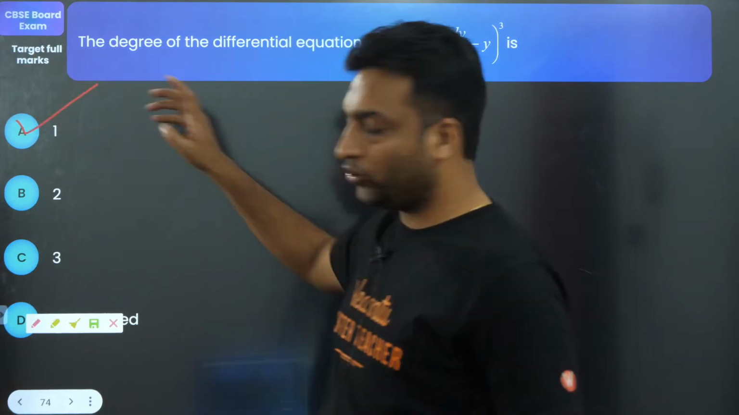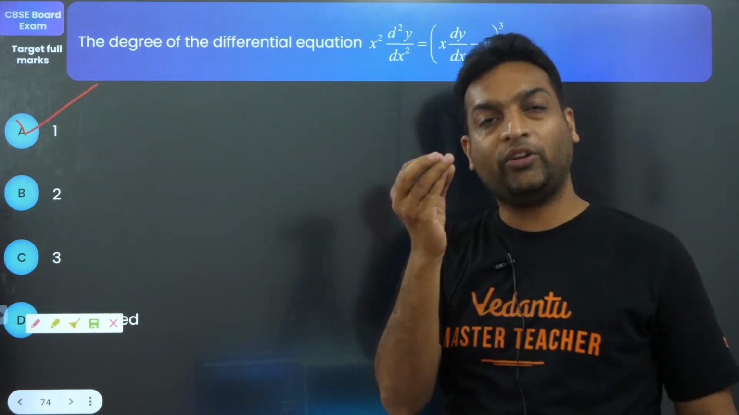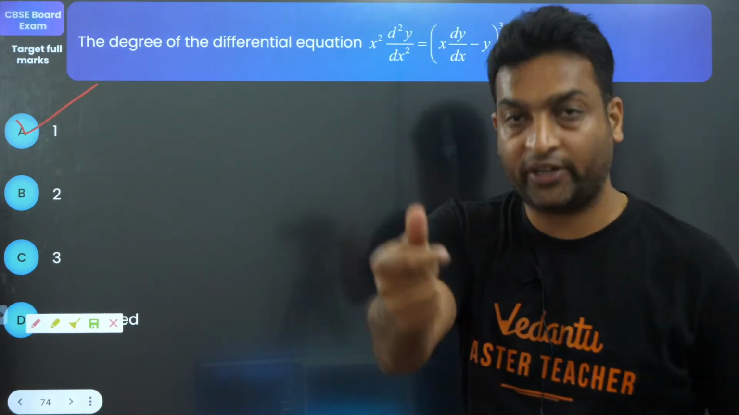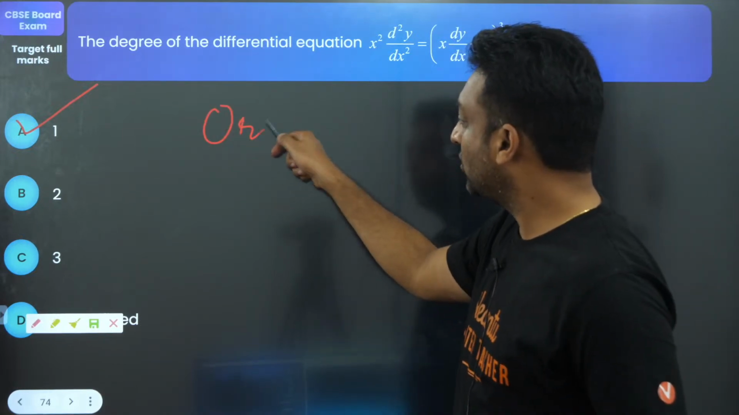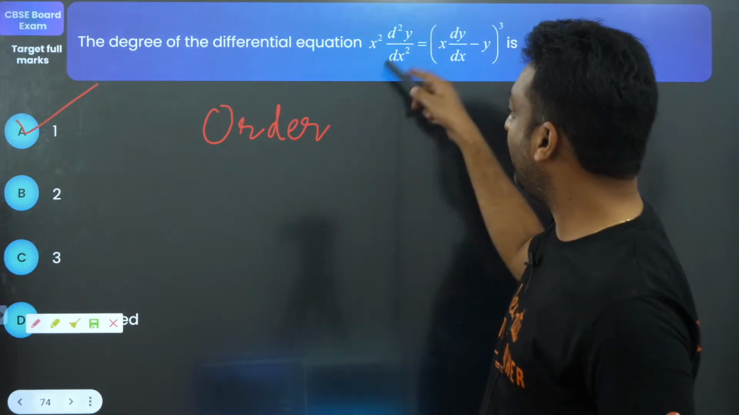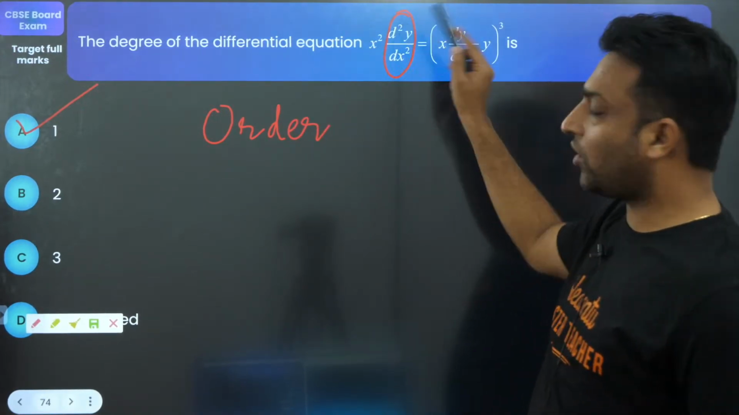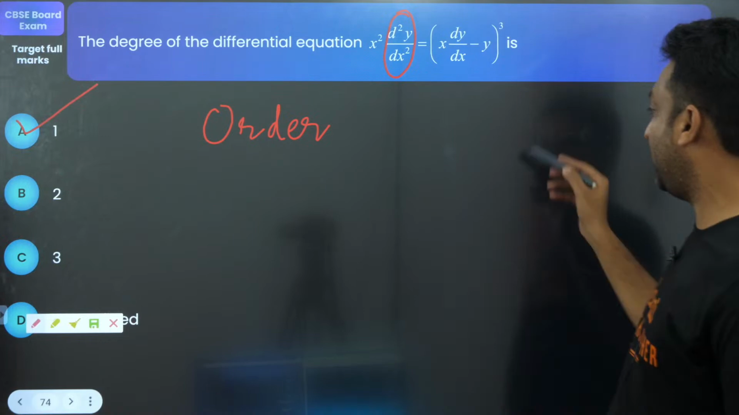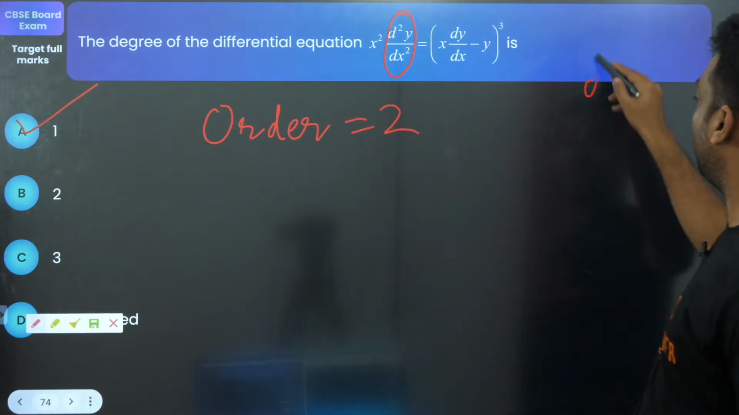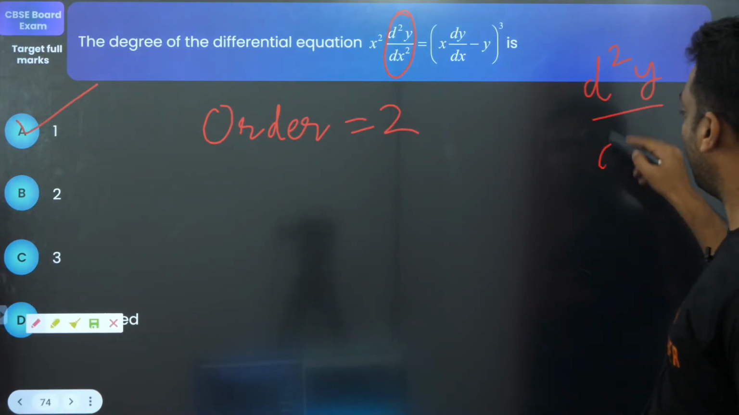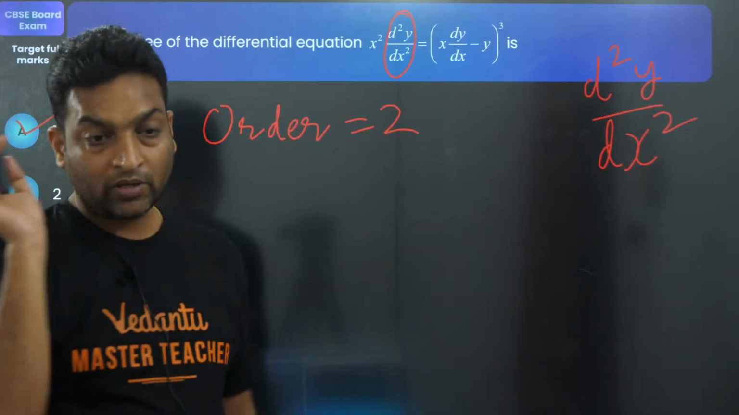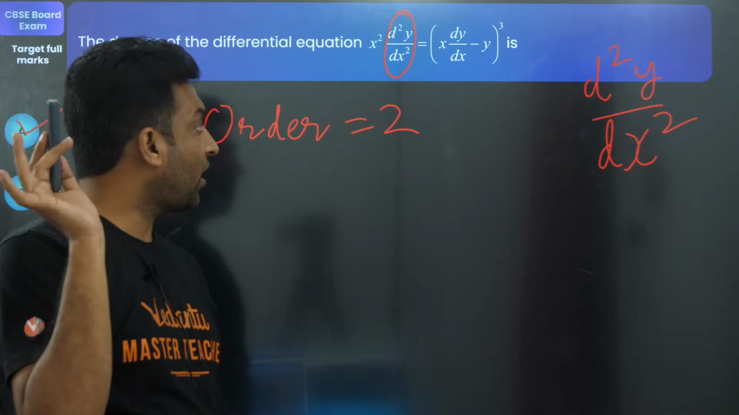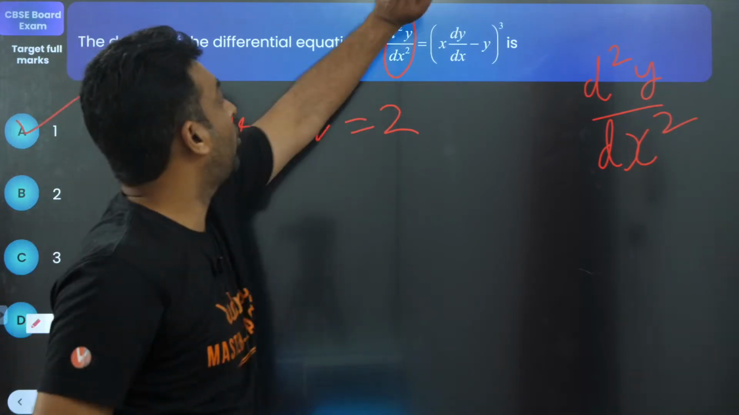For those who made a small mistake, there are only a few students who did. Don't worry. Order is 2 because the highest order of derivative is 2 only. Second order derivative is d square y by dx square. This is the highest order of derivative occurring in the equation. Order is 2, not degree.